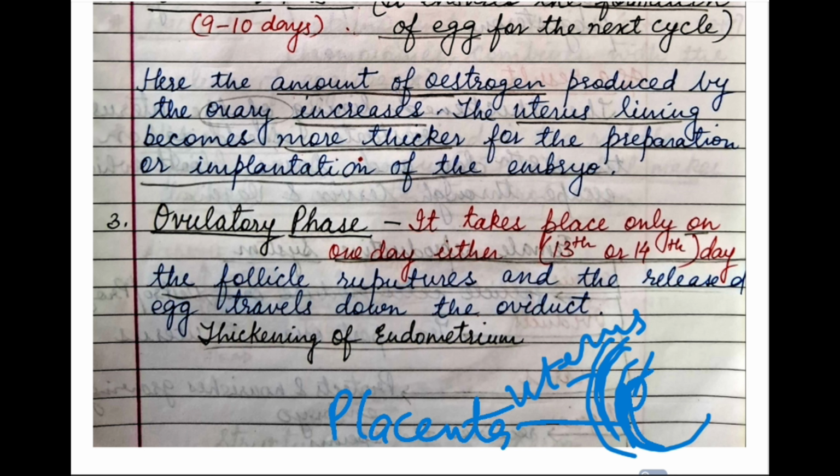All right, the next is the ovulatory phase. It takes place only on the 13th or 14th day. The follicle ruptures and the released egg travels down the oviduct, and it thickens the endometrium. If the egg has been fertilized, then pregnancy will take place, and if the egg has not been fertilized, then the endometrium will get thickened and the blood will start to flow. That is what is called menses.